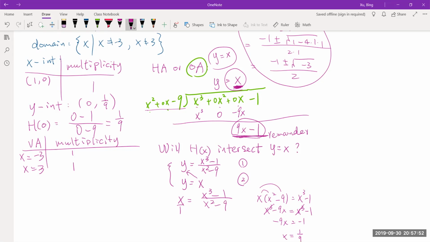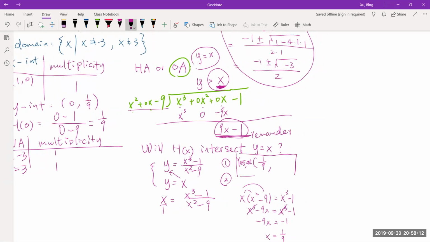Okay, so we want a point. We want to know where the graph will intersect y equals x. Well, the x coordinate where it intersects is 1 over 9. What is the y coordinate? Well, how do we find the y coordinate? You know your x is 1 over 9. You want to plug it back into the system. The easiest way is to plug into here. You get y equals also 1 over 9.